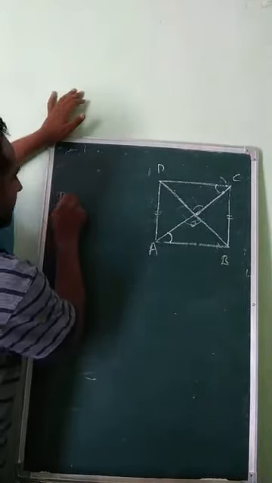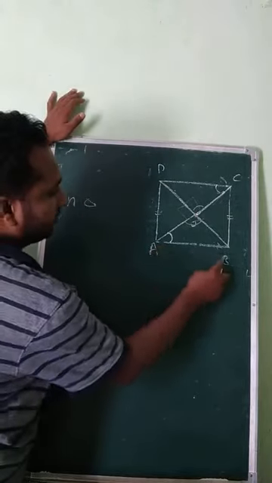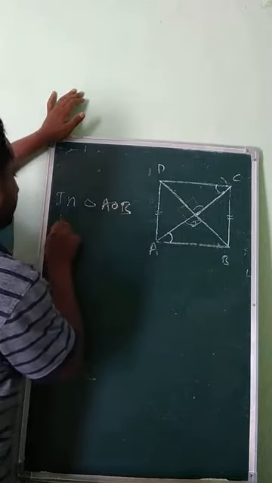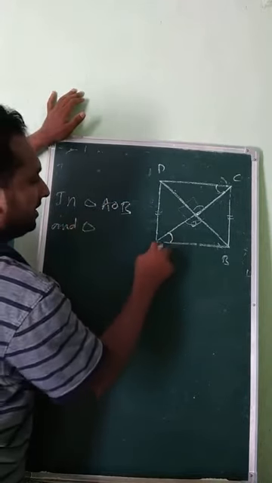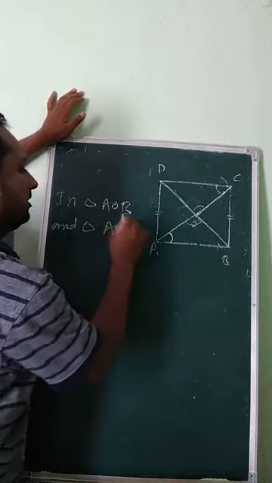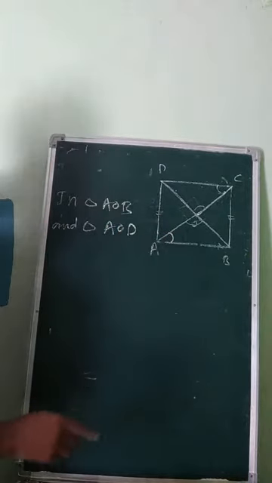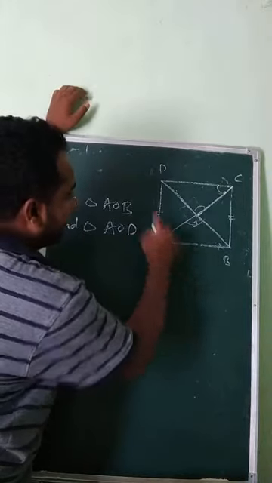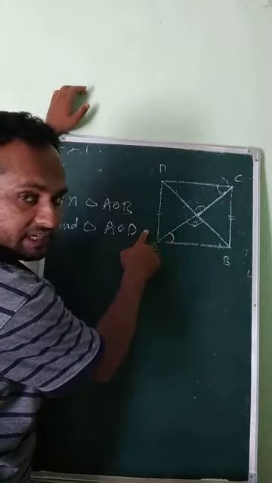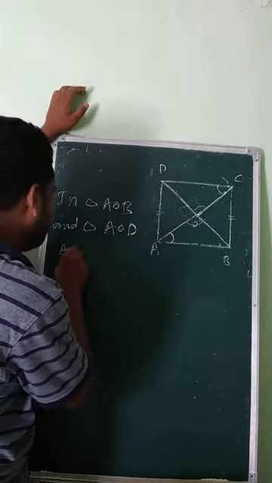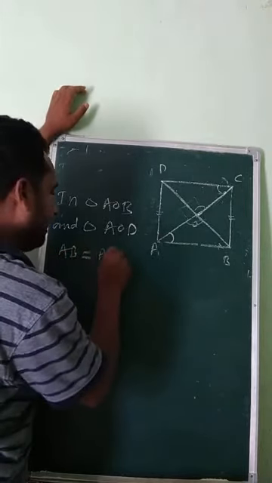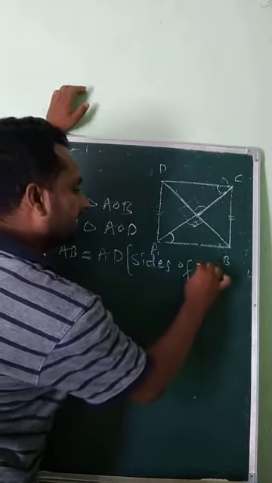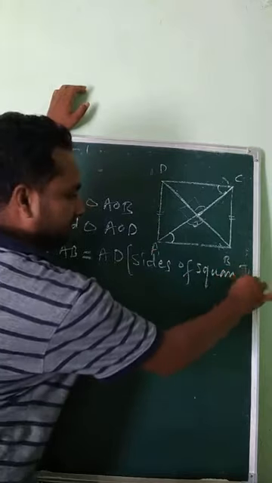Now see, in triangle AOB and triangle, what is that? AOD. Now compare both triangles here. See carefully, this point is very important in these two. Now AB is equal to AD because sides of the square. Now AB is equal to what is that? AD, because sides of the square.